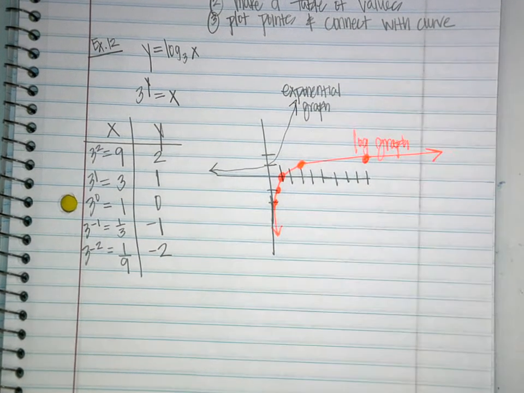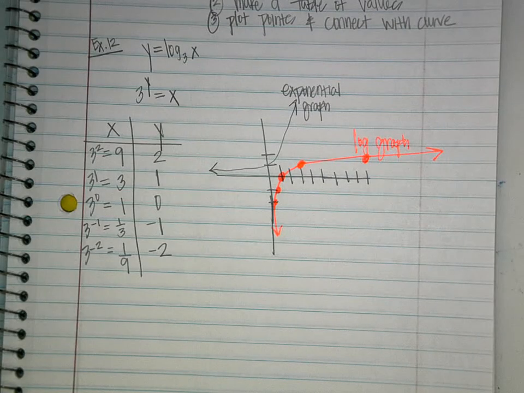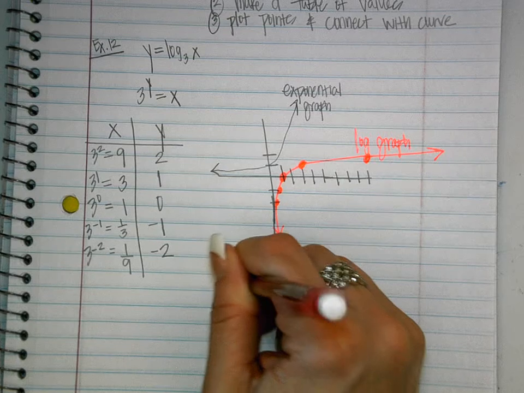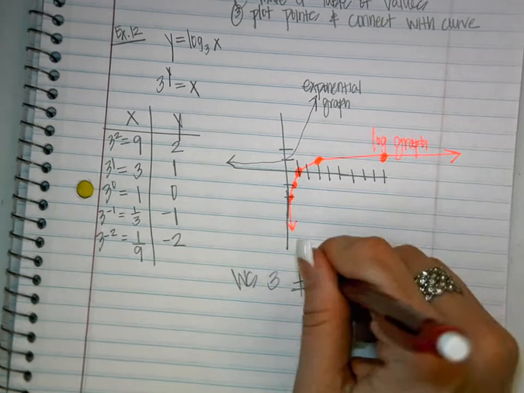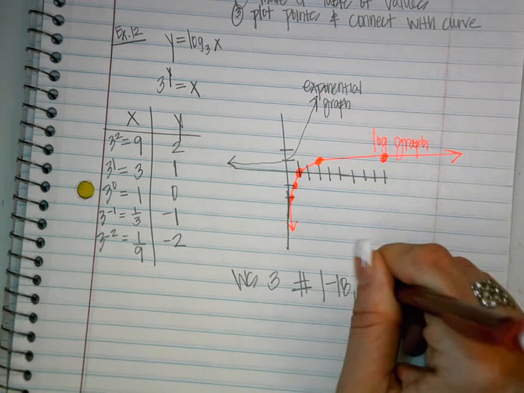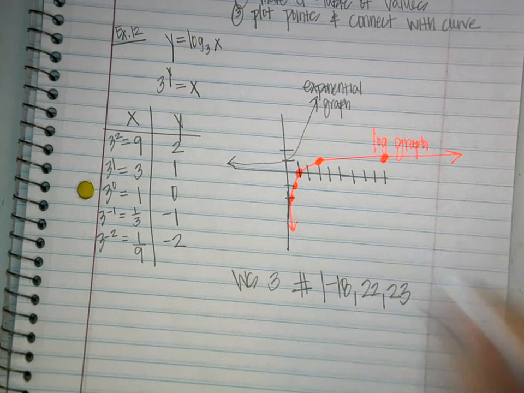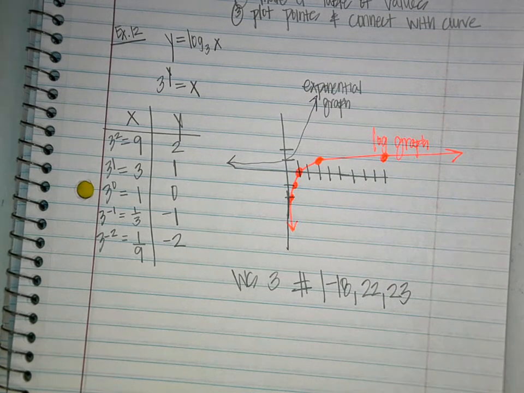Okay, so most of you finished 8B.2 homework. What you're going to do for homework on this one is you're working on worksheet 3. You're doing numbers 1 through 18 and 22 and 23. Okay. 1 through 18, 22, and 23.